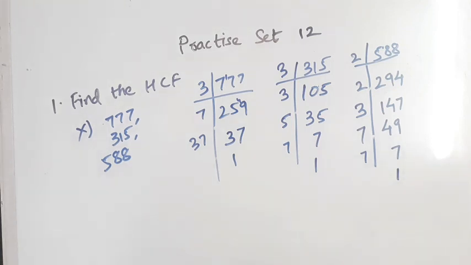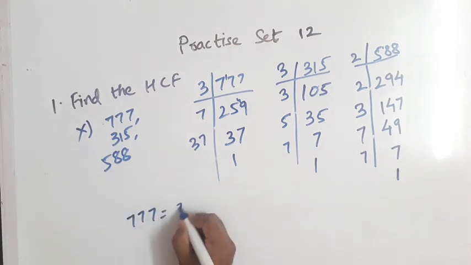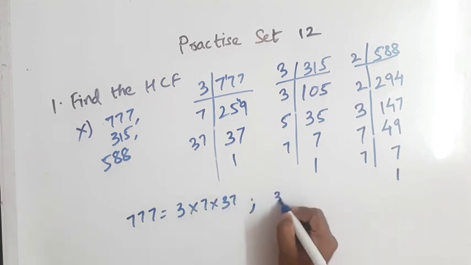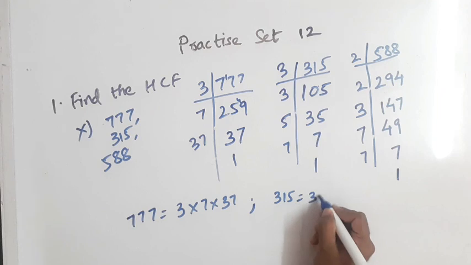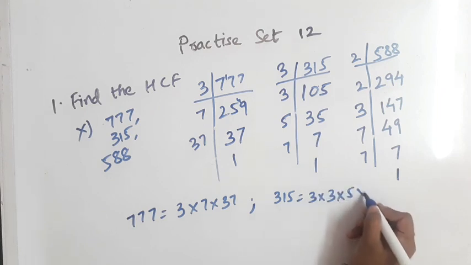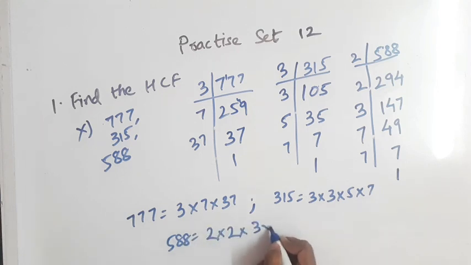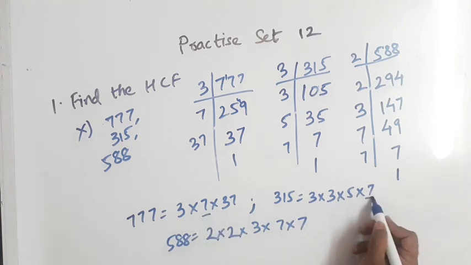Okay. Now if you see this, okay, I have to write this horizontally. 3 into 7 into 37; 315: 3 into 3 into 5 into 7, and lastly 588: 2 into 2 into 3 into 7 into 7. You can see 7 is there in all of them, so I'll underline 7.